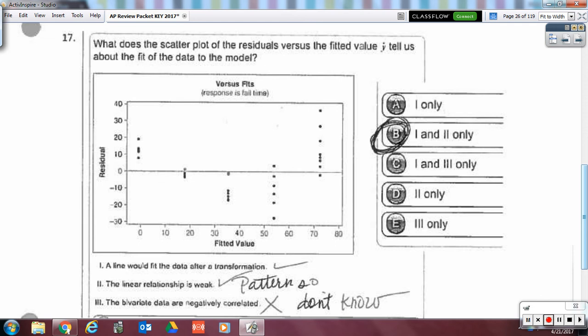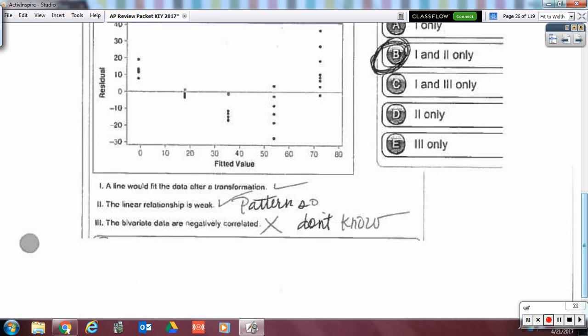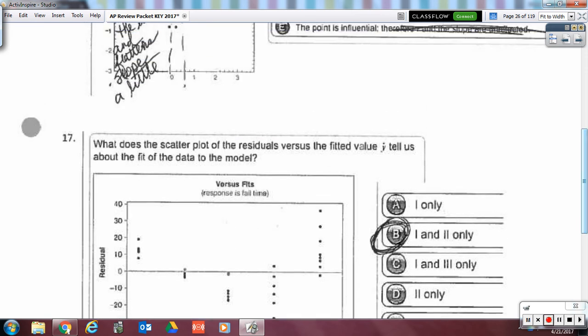What do you notice about that residual plot? It has a pattern. So what do you say about the linear model? It's not appropriate. The linear relationship is weak because a linear model is not really a good fit. It would fit better after you do a transformation, like exponential, power, or maybe even quadratic. For the bivariate, the original XY data is negatively correlated. Do you know what the original looks like? It could be going this direction, or this direction, with the data around it. You don't know.